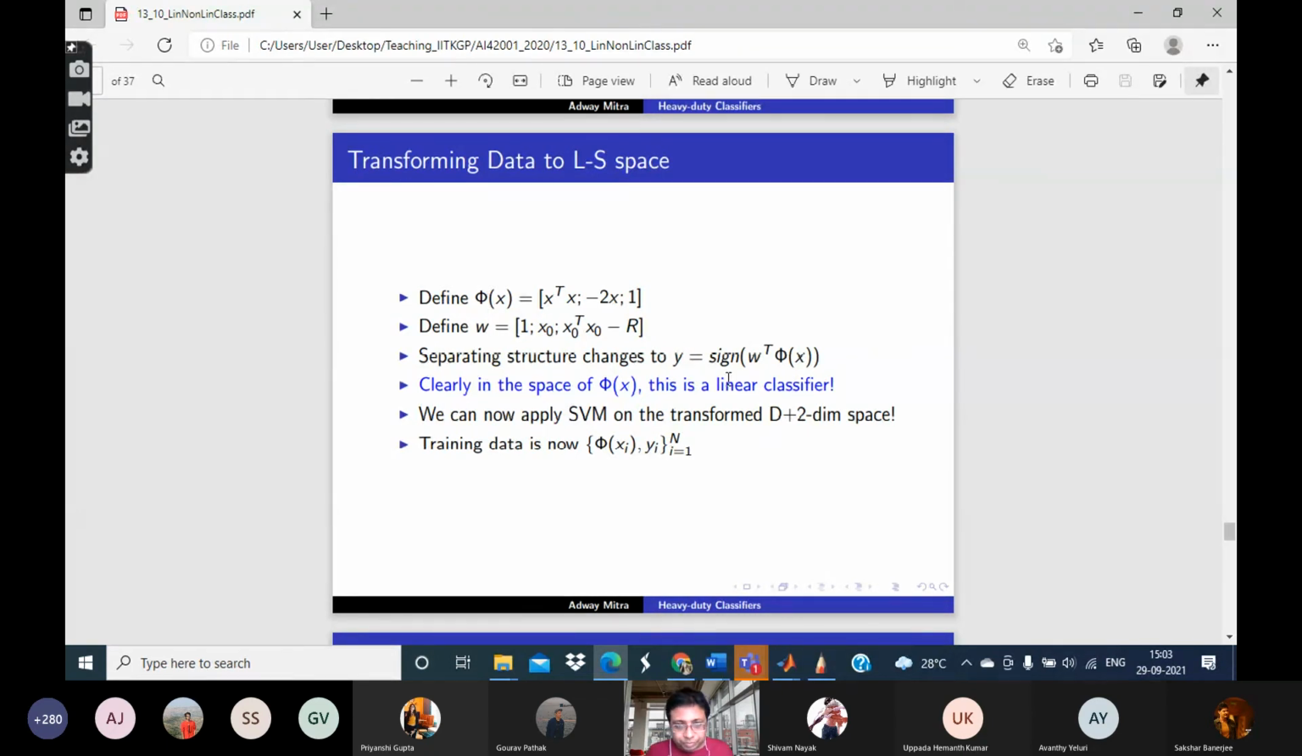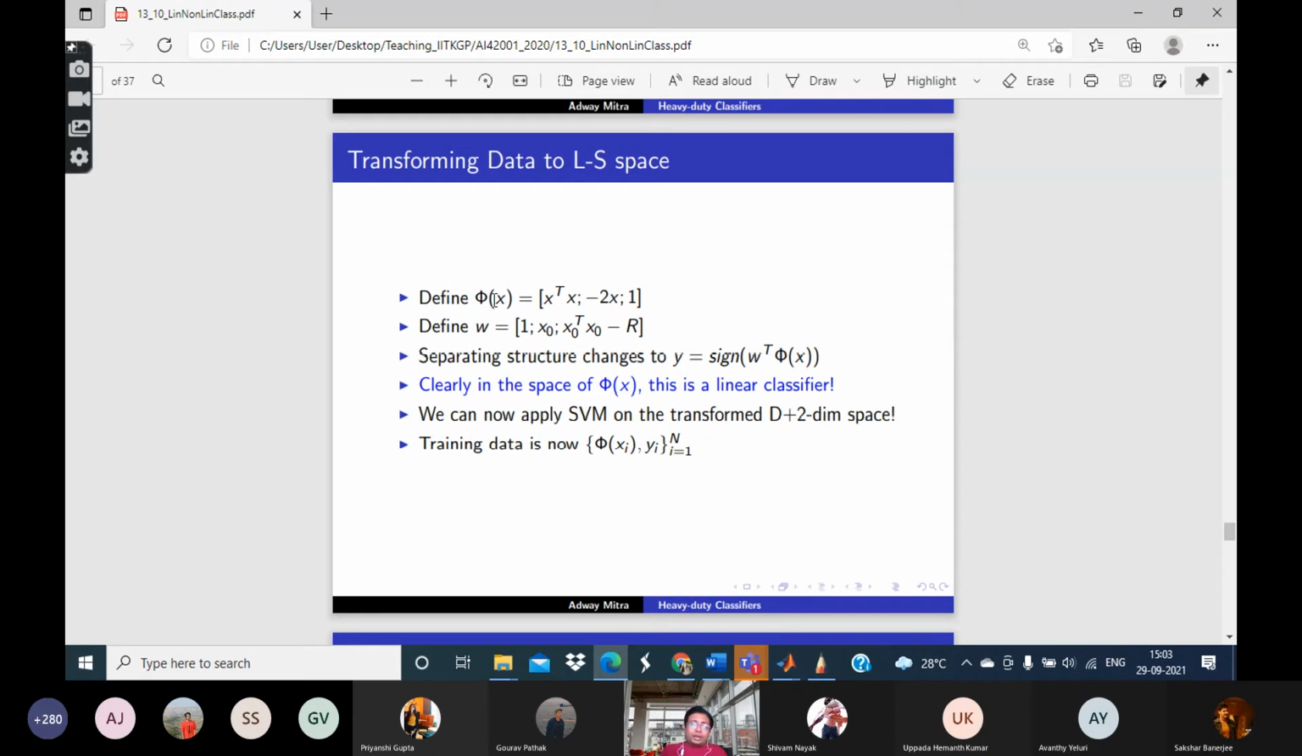Now suppose, like earlier in the normal linear classifier, I say that my classification is as follows: y is equal to sign of w transpose phi of x. Right?